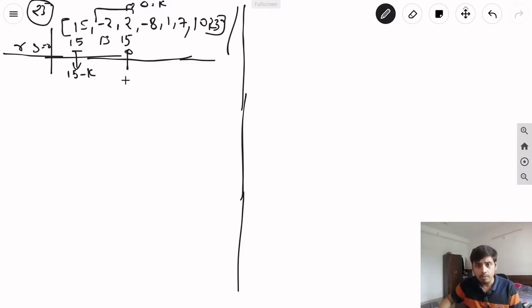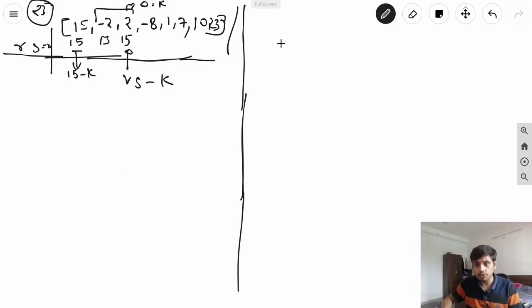Meaning to say, whenever I have this running sum, I'll search for running sum minus k in the previous occurrences of the running sum, and if I find that, then it would mean that 15 minus k plus the sum of the subarray is equal to 15, and hence the sum of the subarray turns out to be k. That's how we were calculating the subarrays which sum up to 0 or a certain non-zero value.